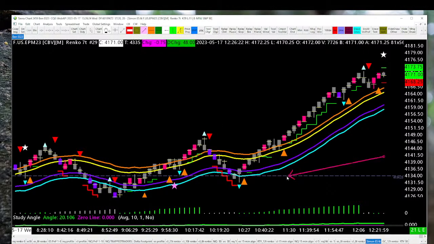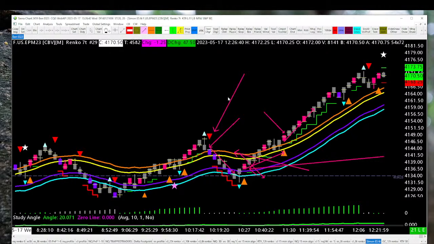So, for instance, here's a triangle and it's on a pink bar and that lifts. Here's a triangle, it's on a pink bar and that lifts. Here's a triangle and it's on a purple bar and that drops. And your target is the opposite side of this channel. When they show up above the channel up here, it's more dangerous. It'll only work when it's trending.